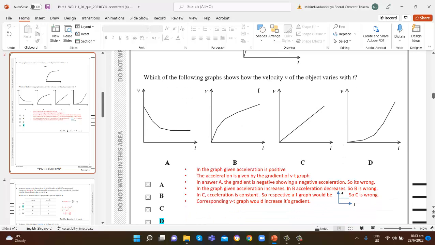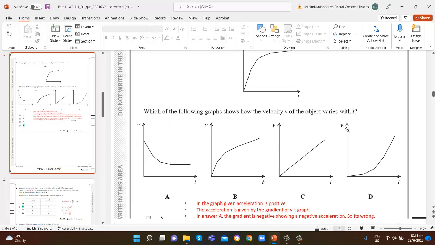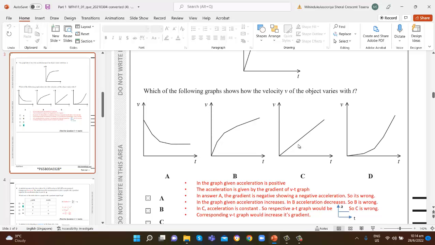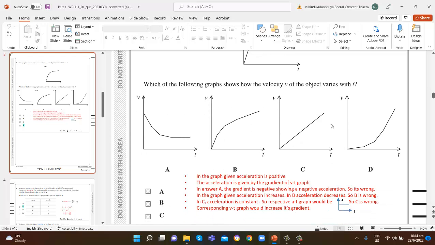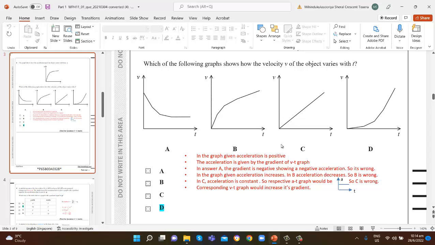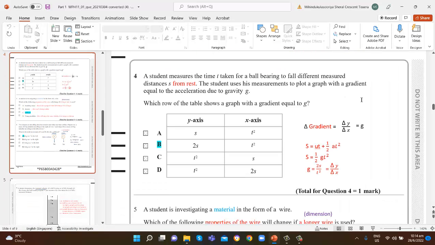Now see, answer C. In this graph, acceleration increases, okay, but it is constant. If acceleration is constant, this graph should be a straight line. So C also wrong. Although the gradient increases, it is constant acceleration. But here acceleration is varying. So C also wrong. So the answer is D, corresponding to Vt, which would increase its gradient. Okay, I hope you understand. So let's move on to question number 4.